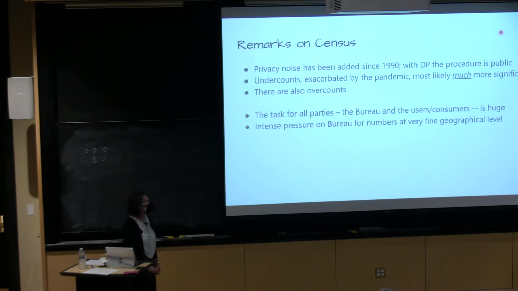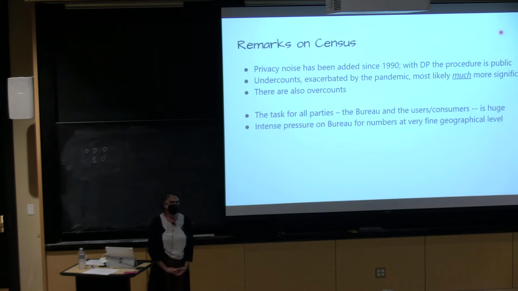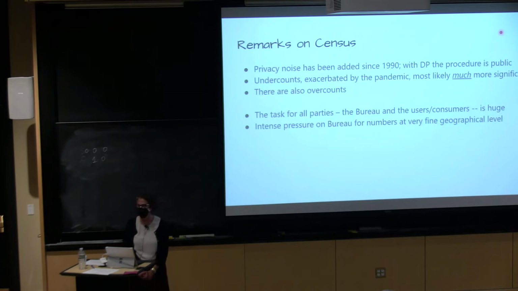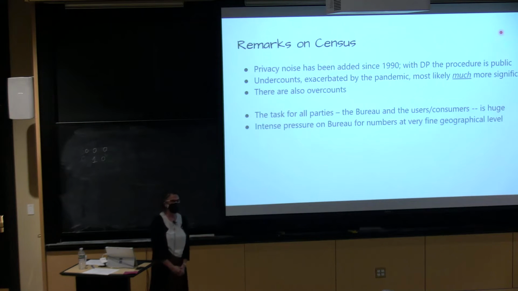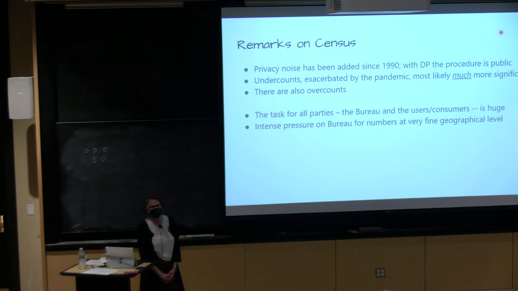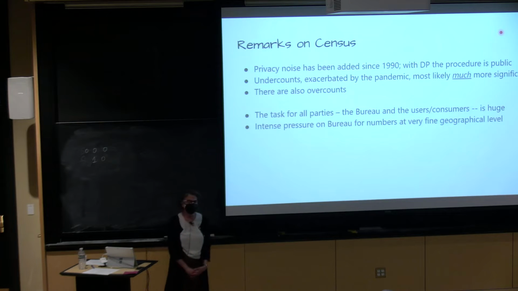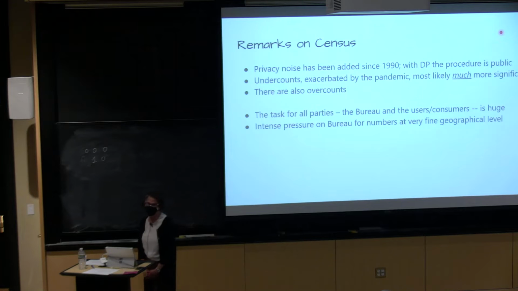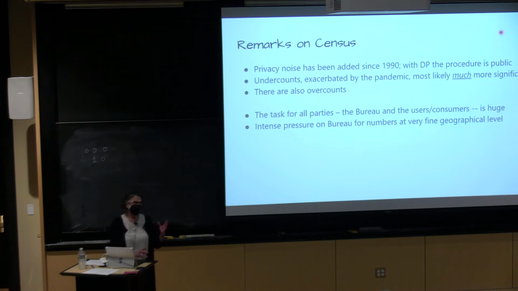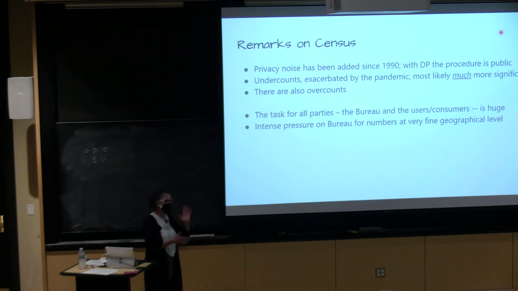There's intense pressure on the Bureau for numbers at very, very fine geographical levels, down to the census block, which is, census blocks can be quite small. In rural areas, they might be on the order of 50 people. Small number of hundreds maybe would be a very big block. And since census data are used for zillions of things, including determining school-age populations and, I don't know, water district consumption, all sorts of things.